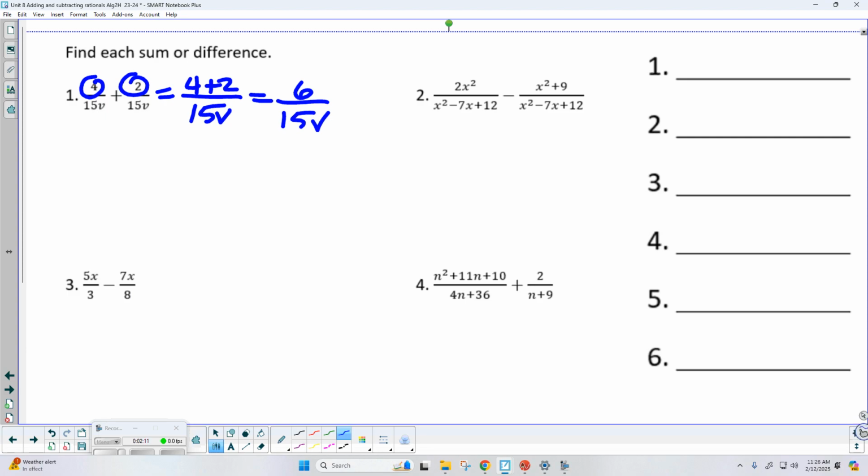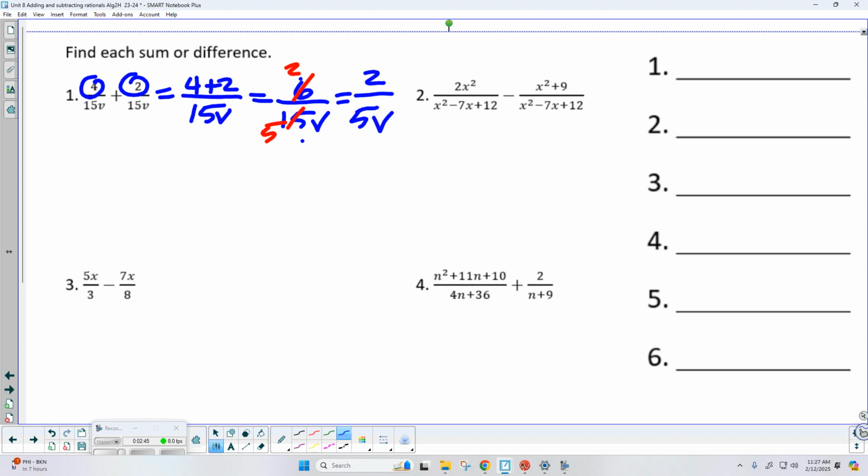Now, I did have several people leave this as an answer, so I think I had to take off 1 or 2 points because they didn't what? Simplify. Remember, once you get to this point where you're in one fraction and you've added or subtracted all you can with your numerators, only at this point do you start to look at simplifying. So in this case, 6 and 15, they're both divisible by what? Okay, so 3 goes in there 2, 3 goes in there 5. So we're looking at 2 over 5v.